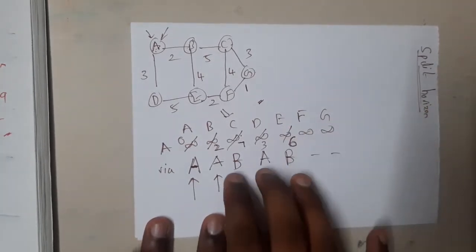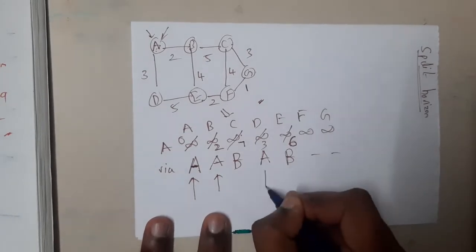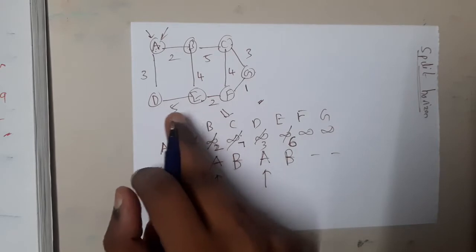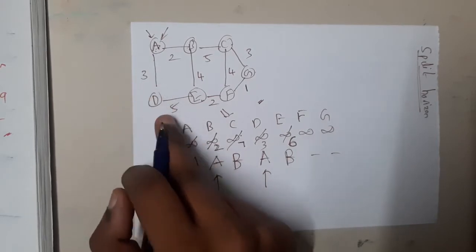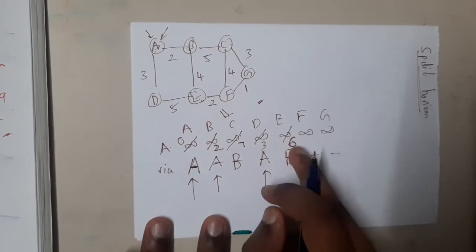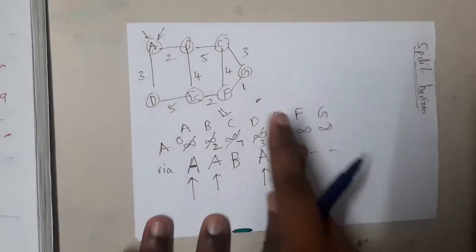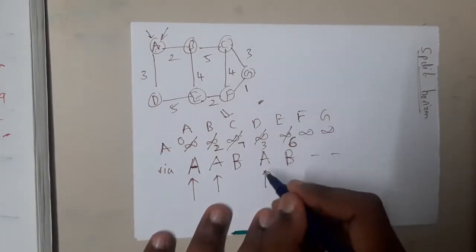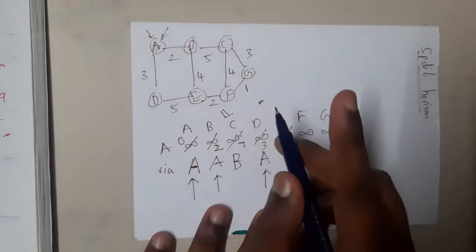Now among these three, which is minimum? D is minimum. So from D, where can you go? I can go to E at the cost of 5. If I calculate, it is 3 plus 5, which will be 8. But I'm already going at a distance of 6. So which is minimum, guys? Is 8 minimum or 6 minimum? 6 is minimum, so no change. Got it? Yes. So now this is done.